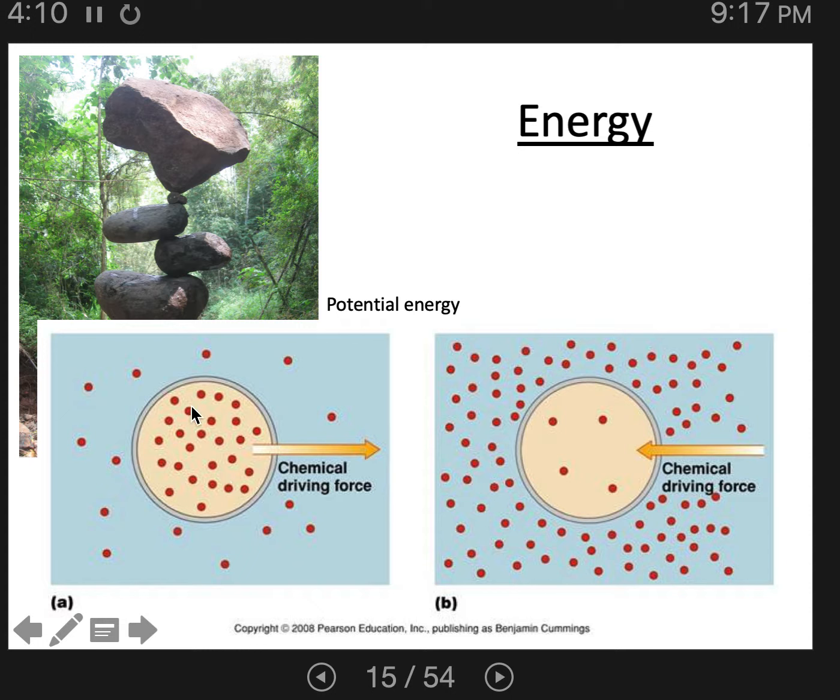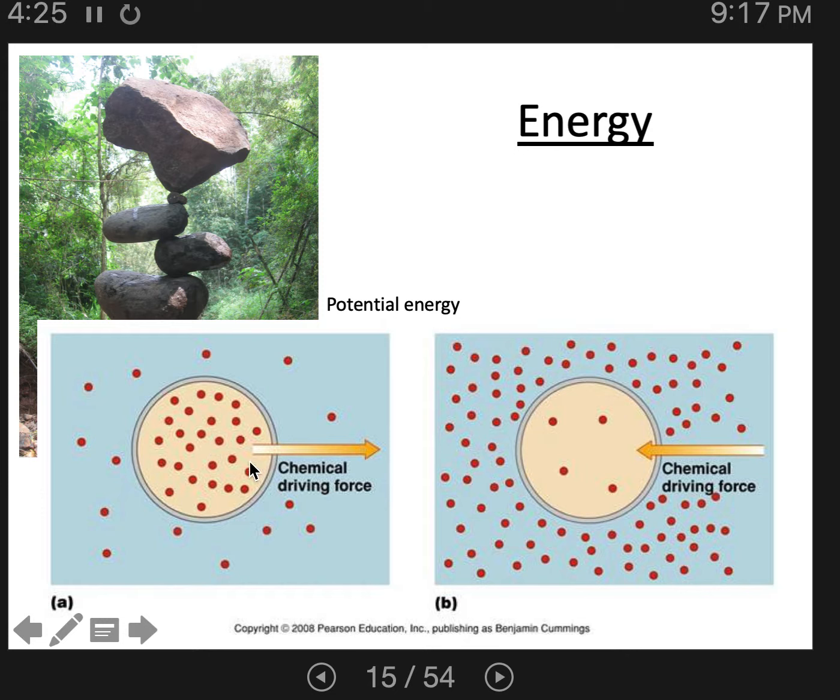This situation where there's a high concentration here and a low concentration out here, that is unstable, because it is not a random distribution. So until an equilibrium is reached, until you have an equal concentration on both sides of the cell, because this molecule was truly randomly distributed, there's going to be an unstable situation here. And that is stored energy.